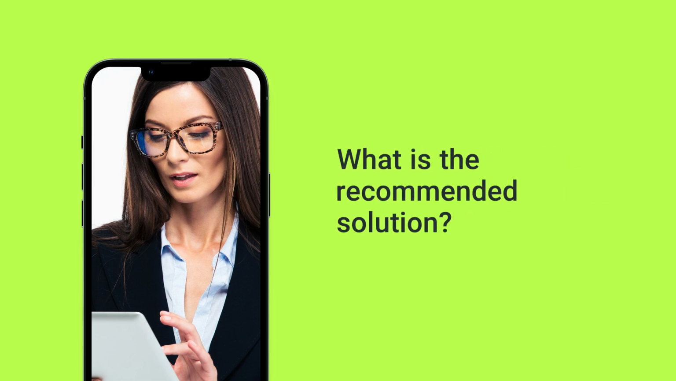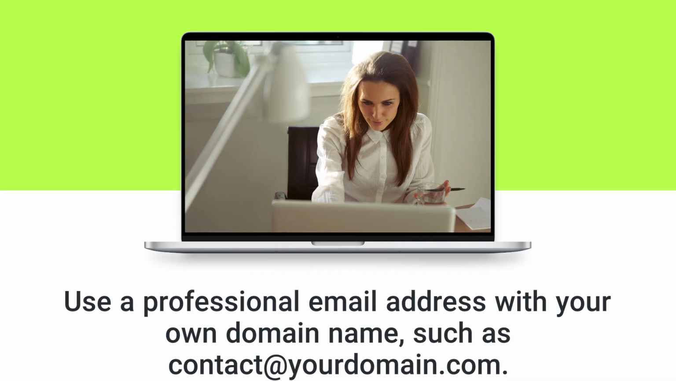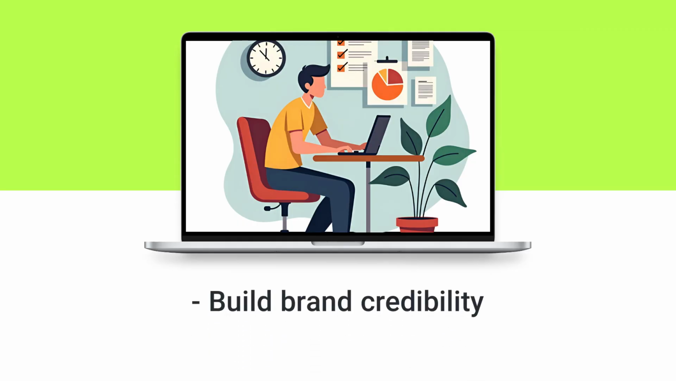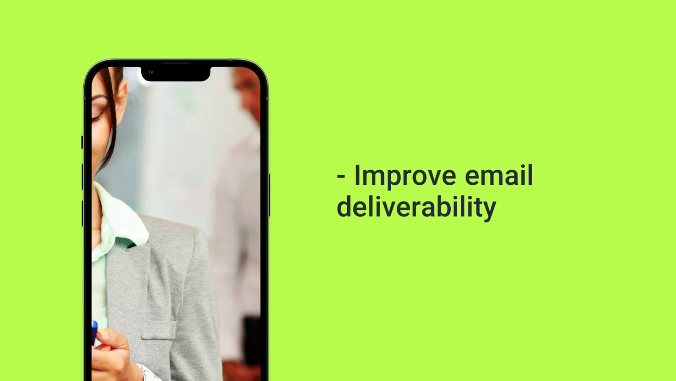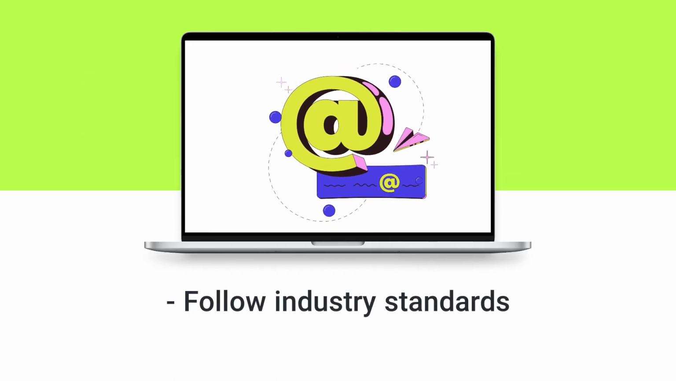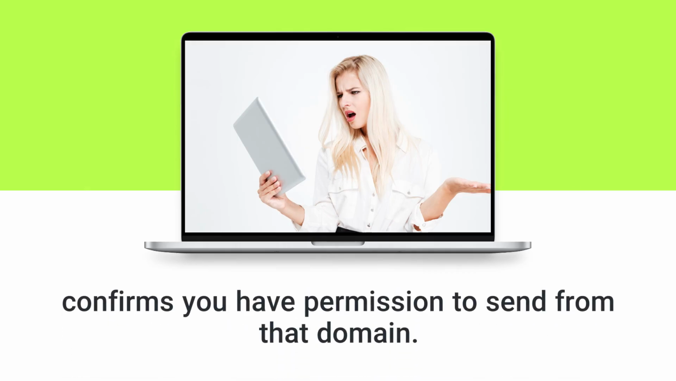What is the recommended solution? A professional email address with your own domain name, such as contact@yourdomain.com. This helps you build brand credibility, improve email deliverability, and follow industry standards. To send emails with a professional address on System.io, you must authenticate your domain. This confirms you have permission to send from that domain.